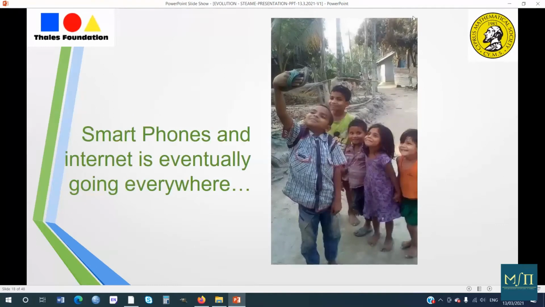So here, what do you see there? This picture has been circulated over Facebook. Smartphones and internet are eventually going everywhere. This is a place where probably they don't have internet, they don't have smartphones yet, but you know what they're doing, right? They are pretending to take a selfie photo. You know what a selfie photo is, right? If you have a smartphone, you take a photo of yourself. So these kids are saying to us that as soon as we have internet and smartphones, this is what we would be doing. They are even smiling to a shoe, pretending that this is a smartphone.